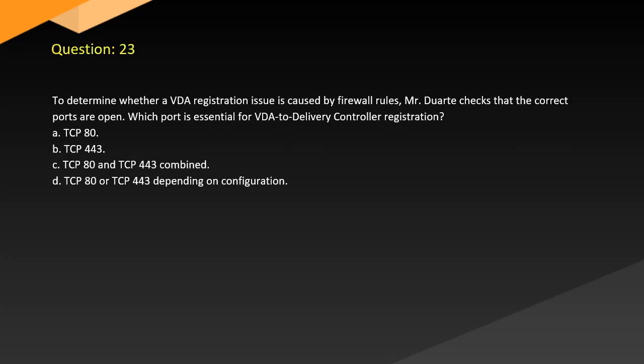Question 23. To determine whether a VDA registration issue is caused by firewall rules, you check that the correct ports are open. Which port is essential for VDA to delivery controller registration? A. TCP 80. B. TCP 443. C. TCP 80 and TCP 443 combined. D. TCP 80 or TCP 443 depending on configuration.